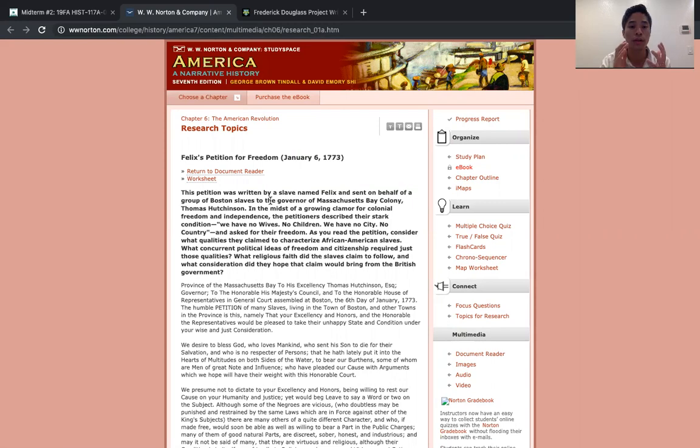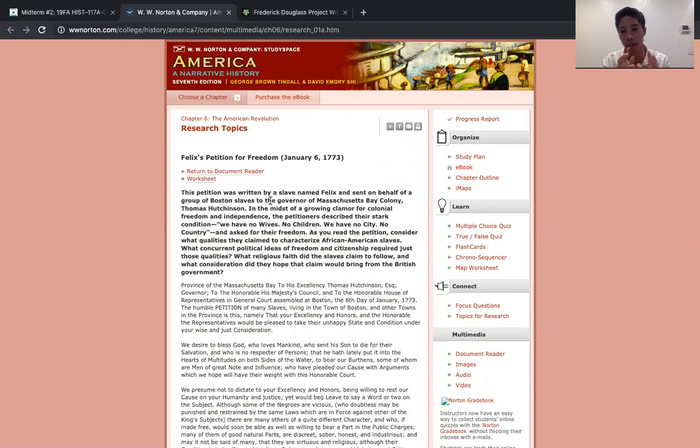So read this petition very carefully, because Felix, this slave, is going to argue on behalf of his fellow slaves as to why the state of Massachusetts should allow them to have their freedom, and should also allow them to serve in the military and fight for independence, if you will, right? So read this document very carefully and think about how the American Revolution and the ideas of freedom and equality had an impact on slaves themselves, right?